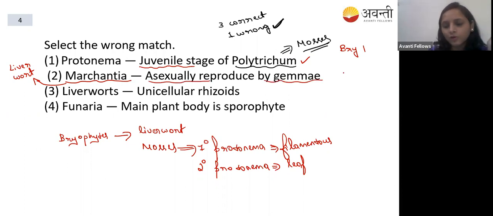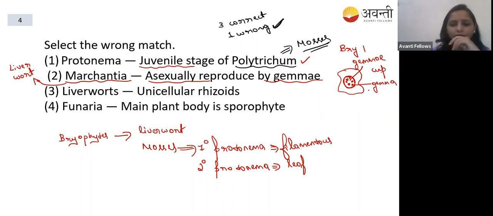In Marchantia, there is a multicellular bud that we call a gemma cup. On the gemma cup, gemmae are present, which help in asexual reproduction. Many gemmae are formed, and the singular one we call a gemma.